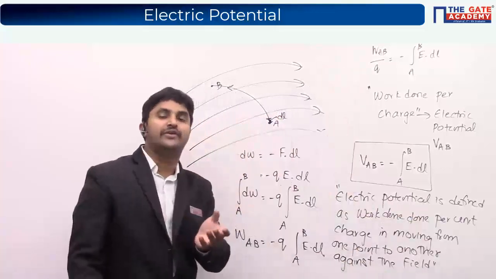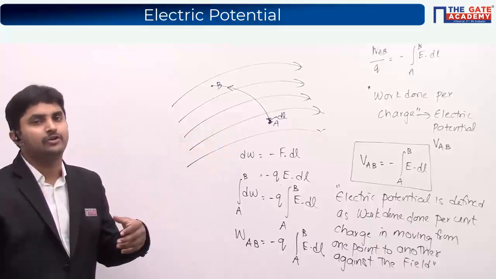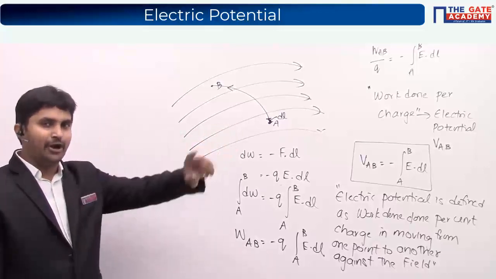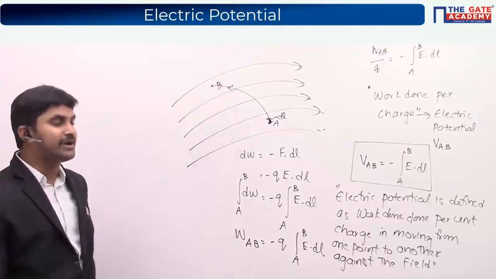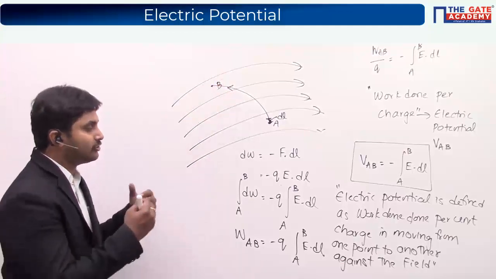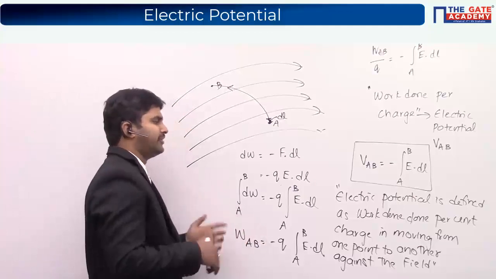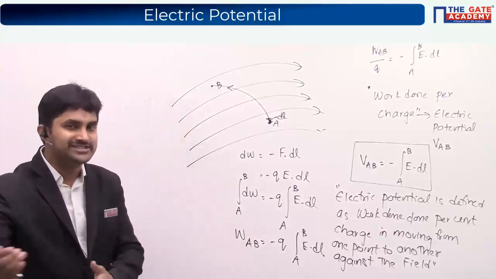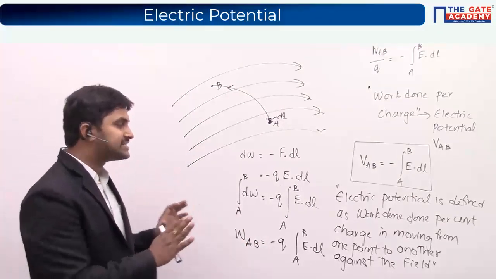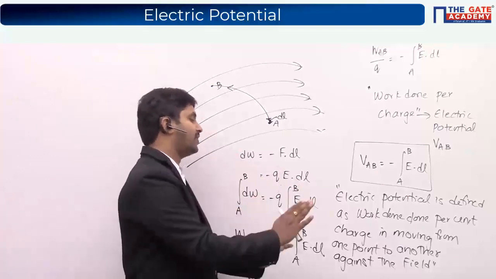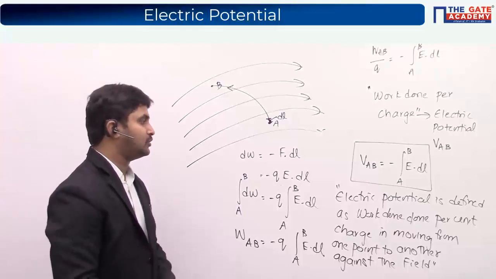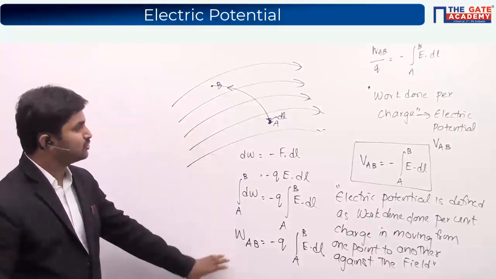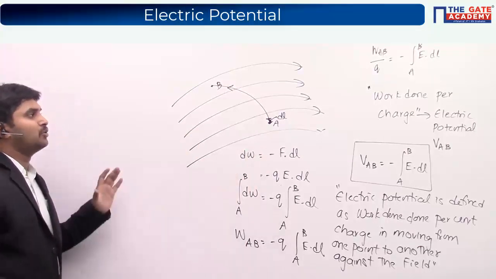Here the points that we have considered are A to B. It can be from where to where? From any point to any point. It can be from infinity to a finite point, doesn't matter. When you are talking about a generalized definition, we are not going to define what those points are. We just say it is the work done per unit charge in moving from one point to the other. Please note down till here and just let me know once it is completed.